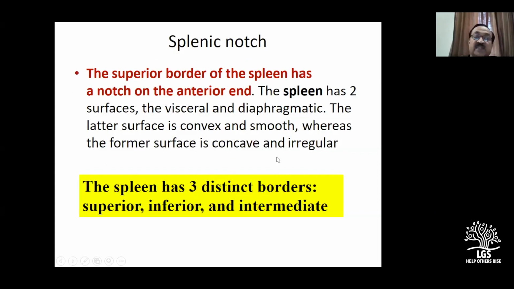So I don't think you have any questions now at this stage. So please remember to use this wording if possible. It is the superior border of the spleen that has got a notch at the anterior end, right?